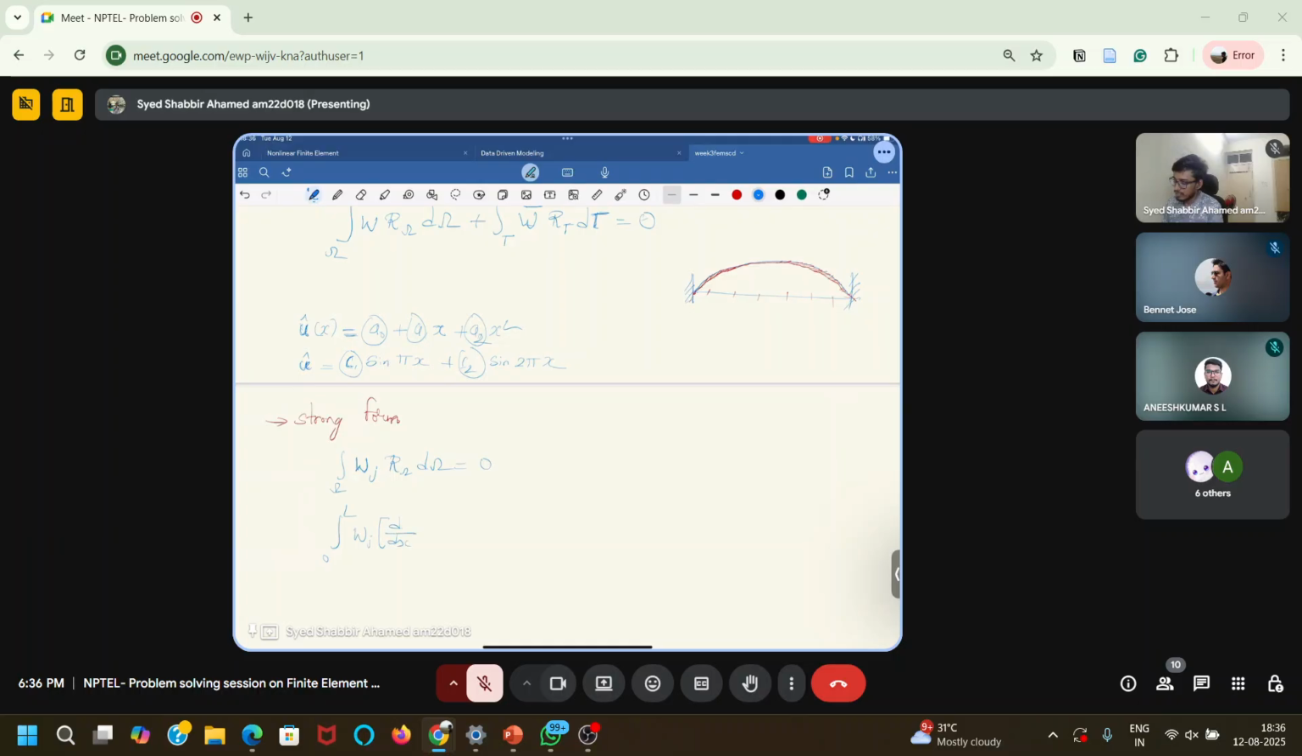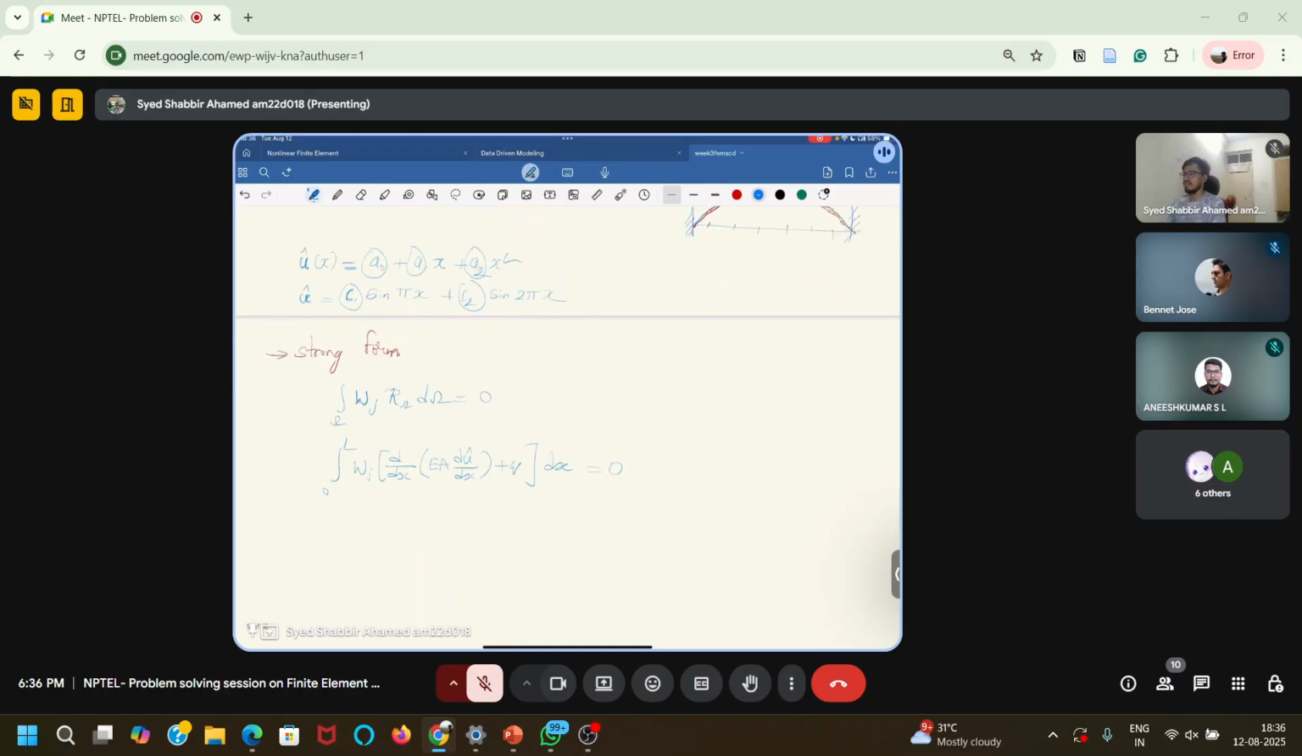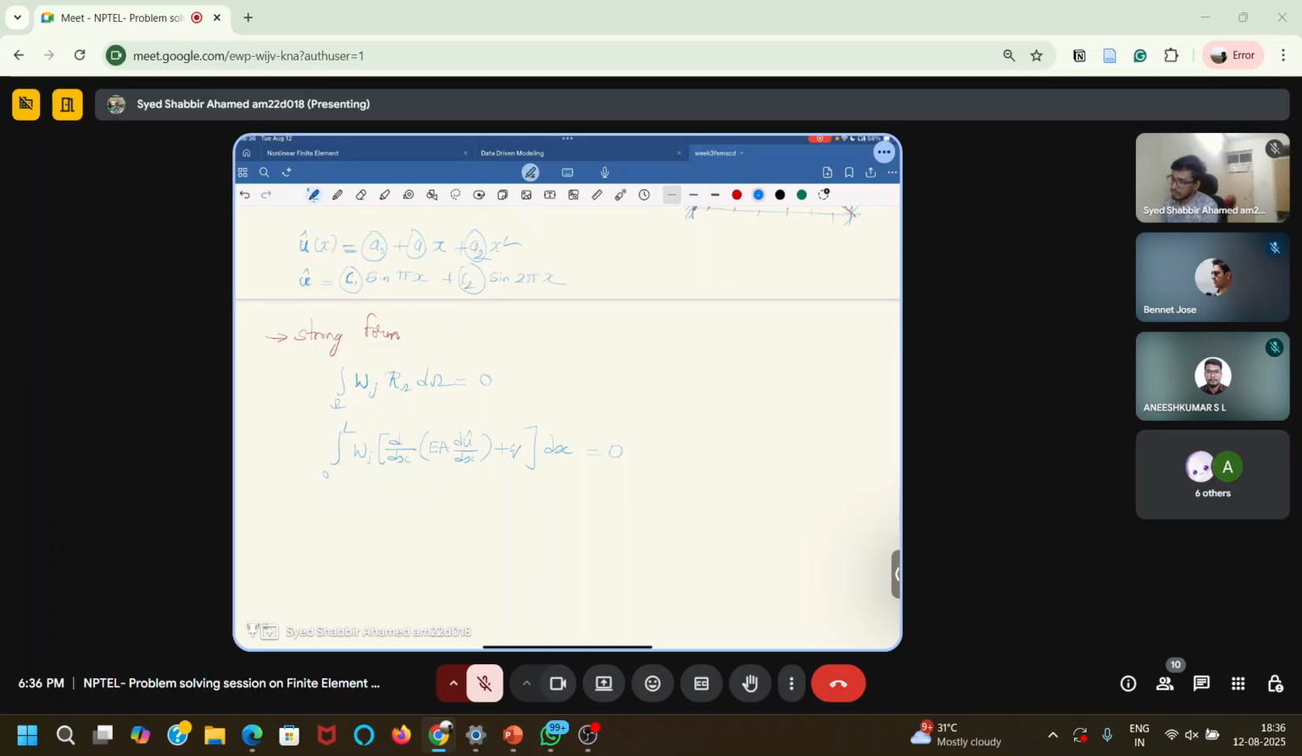So the domain residual is the integral of wj times d/dx of (EA du cap/dx) plus q, into dx. So this d omega becomes dx because this is a bar problem and this is a one-dimensional domain. So this is nothing but the strong form.